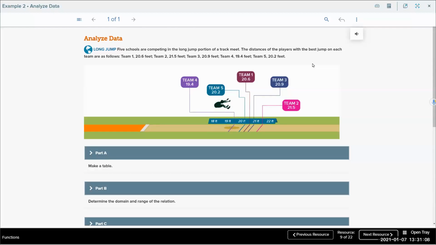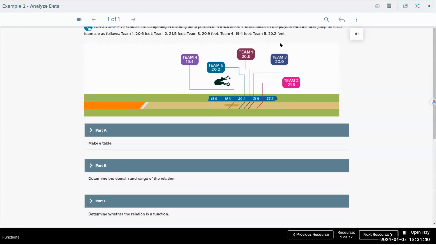So when we're trying to think about domain and range here, domain is inputs. Domain is what we start with. And so we started with each of those teams. We started with team 1, and then team 1 went out there and did long jumps, and the result for the best long jump was 20.6 feet. So that's our output. What team it is, is our input. Their best long jump is the output.